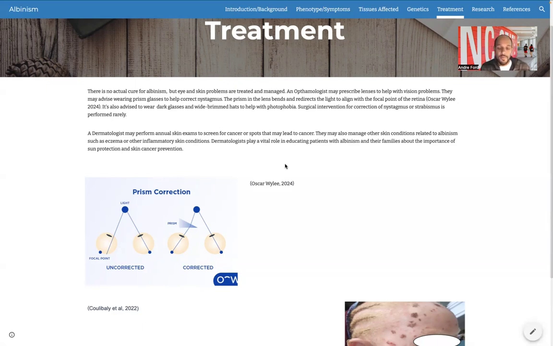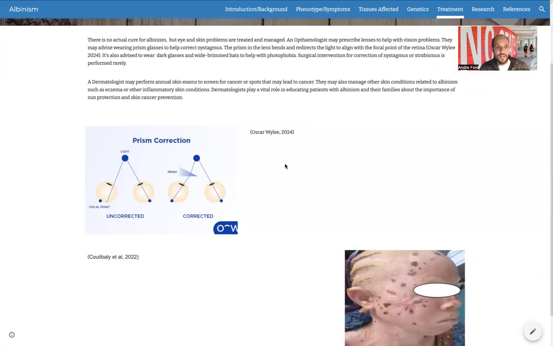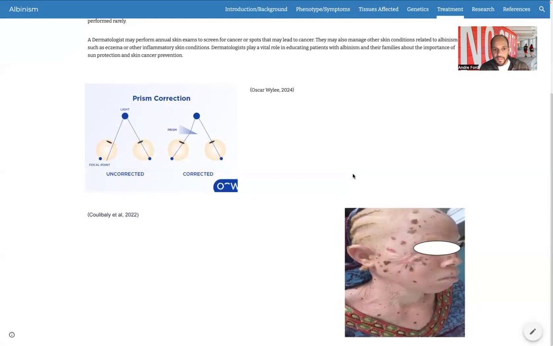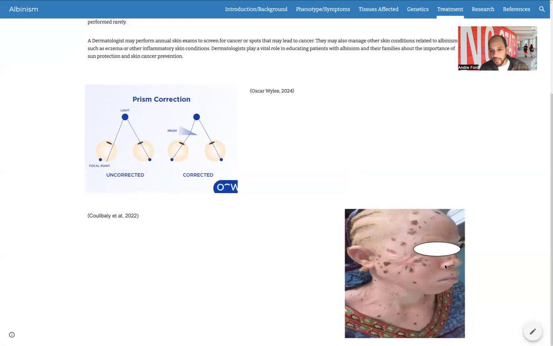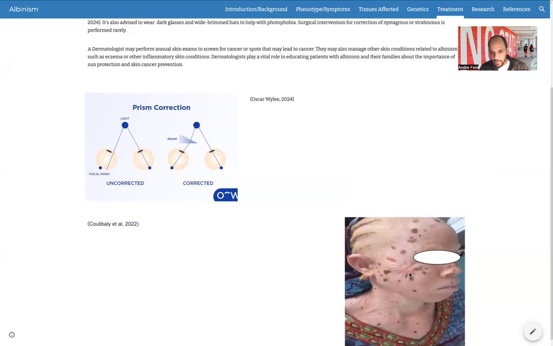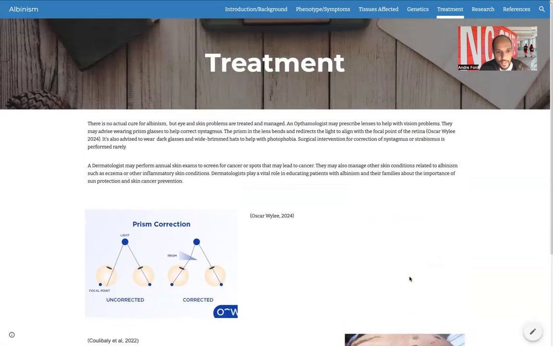A person may follow up with a dermatologist for routine annual skin screenings for skin cancer. And this is actually a picture of someone that has a facial skin cancer right there with the star looking pattern. They can also follow up for things with eczema and other inflammatory conditions as well.